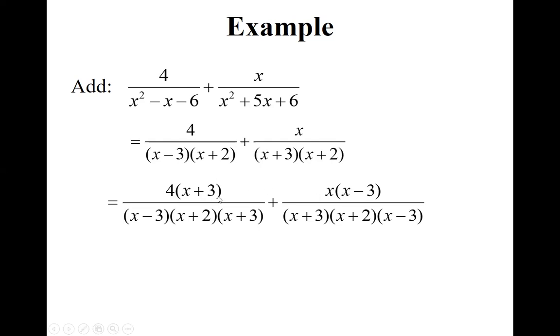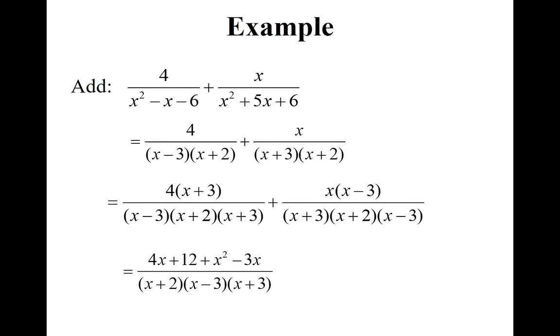We would need to distribute the 4: 4x plus 12. Distribute the x: x squared minus 3x. When we add those together, 4x plus 12 plus x squared minus 3x. Combine like terms. Maybe rewrite the order so that it looks like a polynomial we're used to, that starts with x squared and ends with the constant. So x squared plus 4x minus 3x would be plus x plus 12. x squared plus x plus 12.